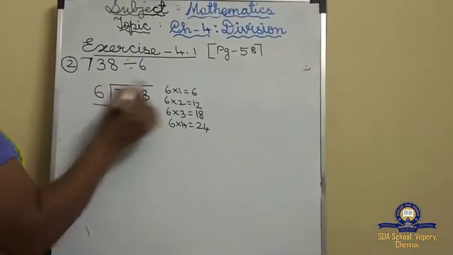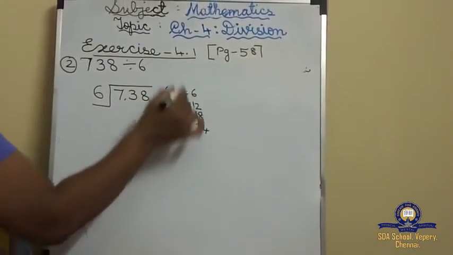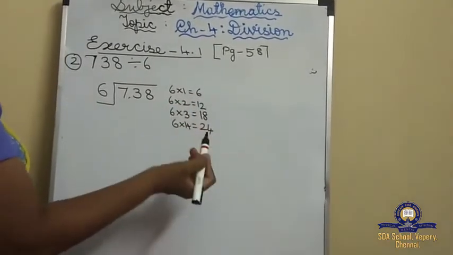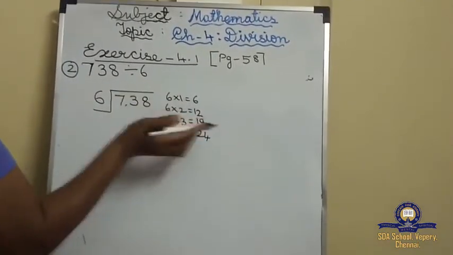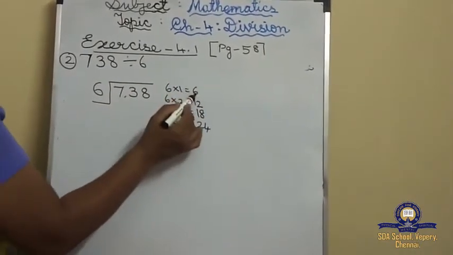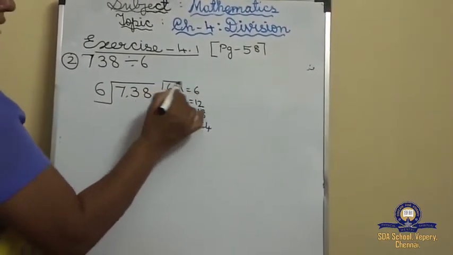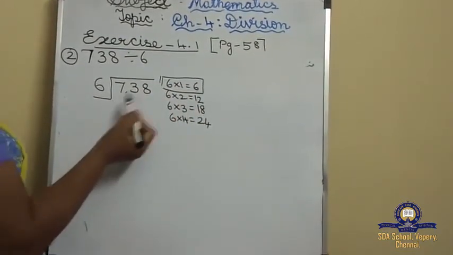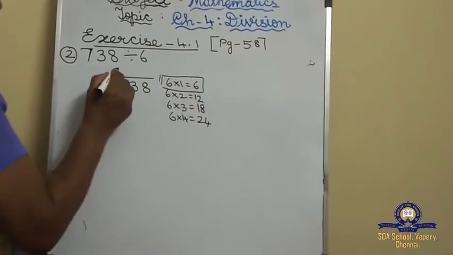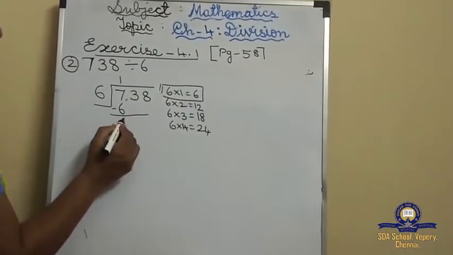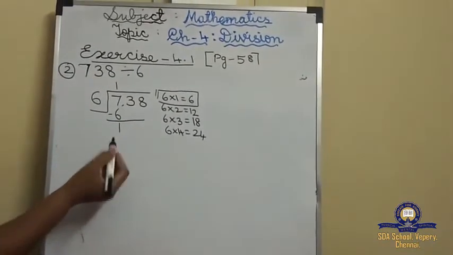So in 6 tables 7 is going children. Can you see here? Is 7 in the 6 table? No. So what you have to do? Which is smaller than 7 you have to write. So which is smaller children? Yes, 6 is smaller. 6 1 is 6. So you can't write 6 2s are 12, isn't it? So 7 minus 6, what children? 1.